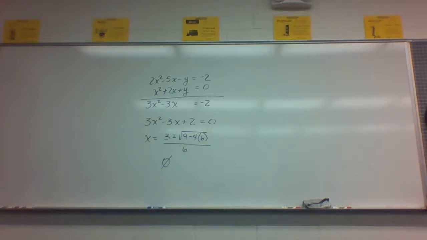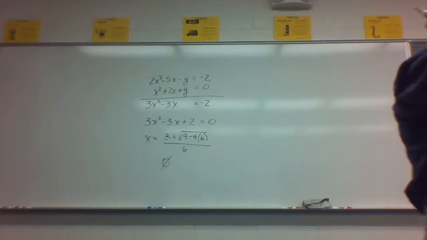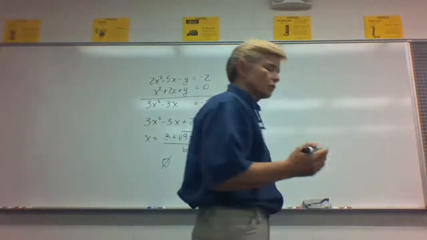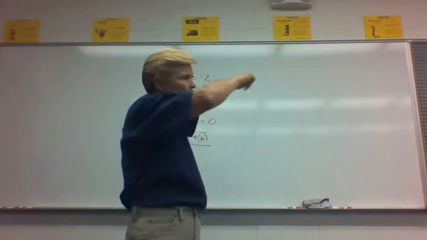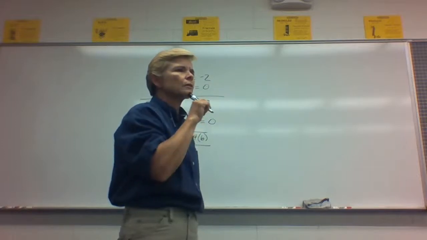Okay, the next thing I need to discuss with you is what happens when the system is made up of, instead of a quadratic and a line, or two quadratics, what happens if one of them is a circle? Anybody know what the equation of a circle looks like on this grid? I mean, obviously you can draw circles. Right.